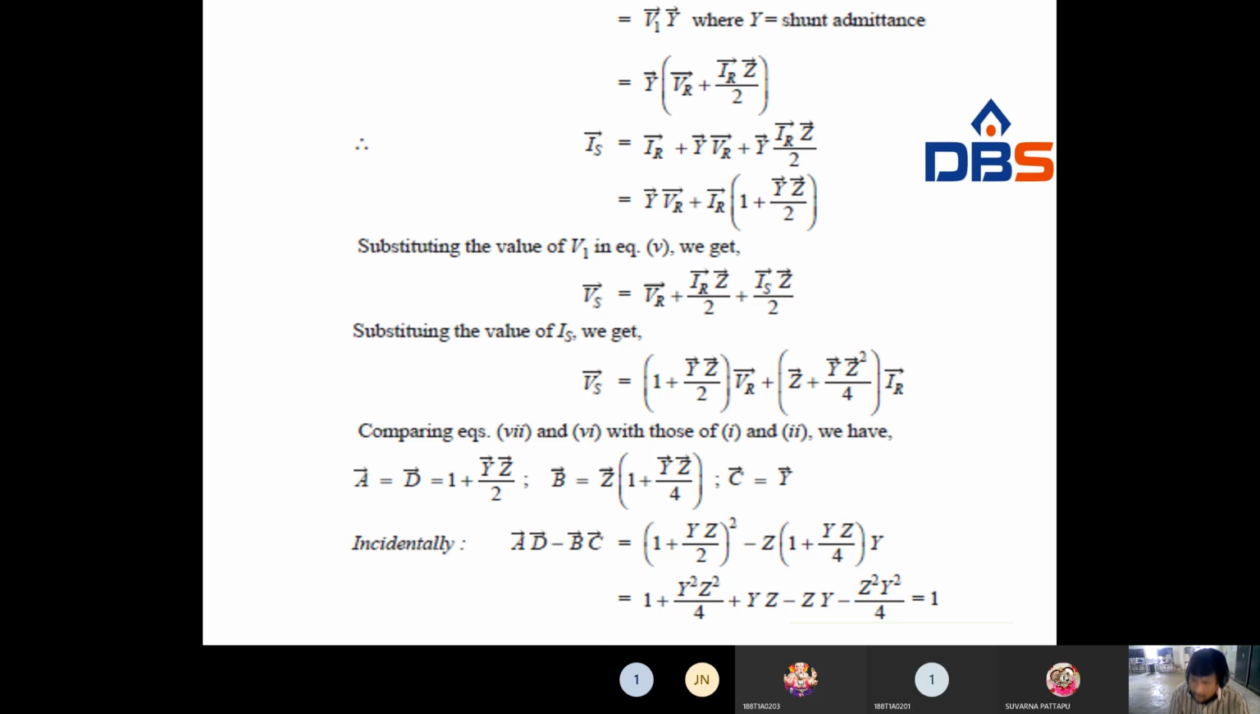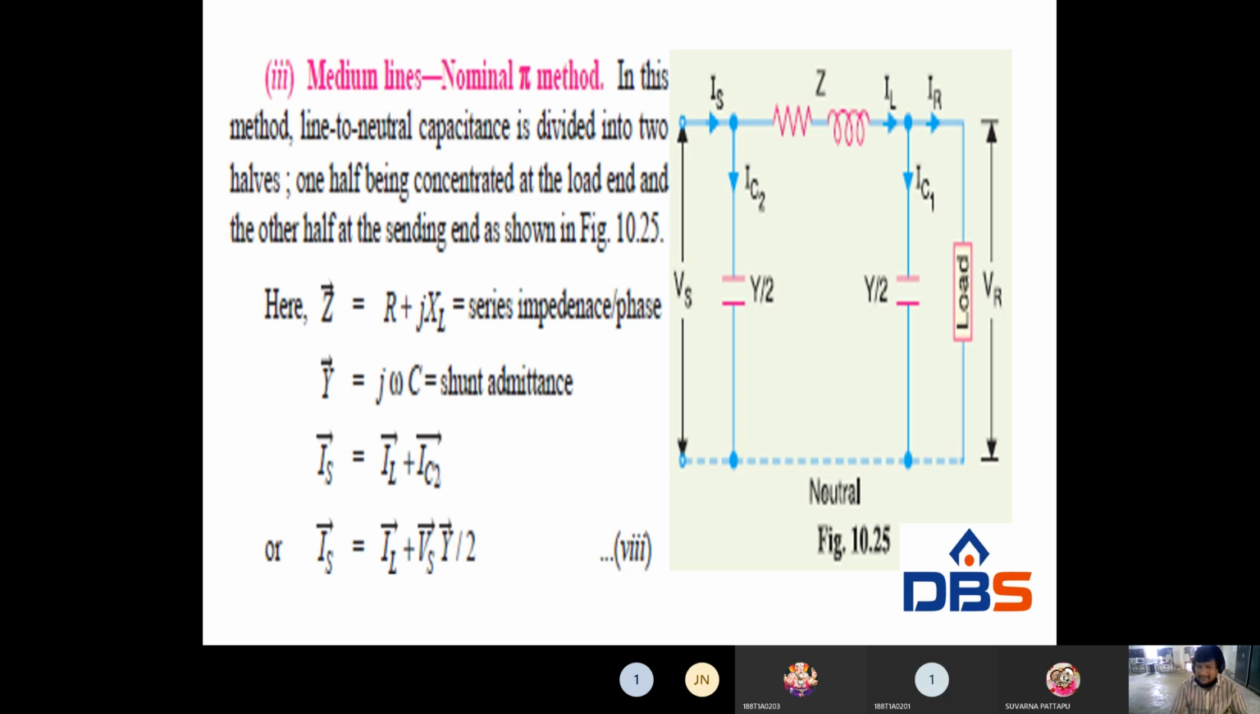A is equal to D is equal to 1 plus Yz by 2. B is equal to Z into 1 plus Yz by 4. C is equal to Y, right? So these are the ABCD constants for the Nominal-T method, right?